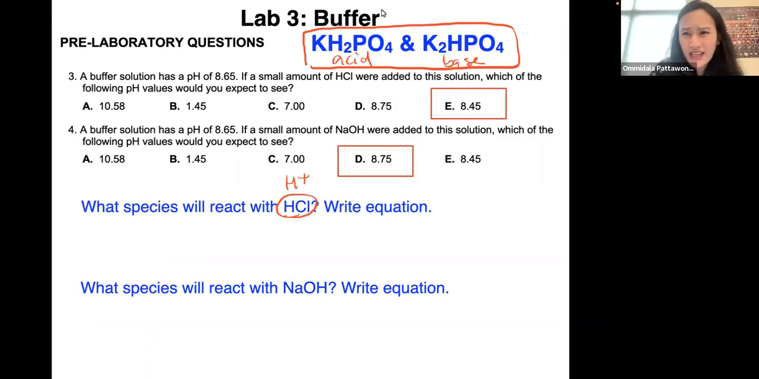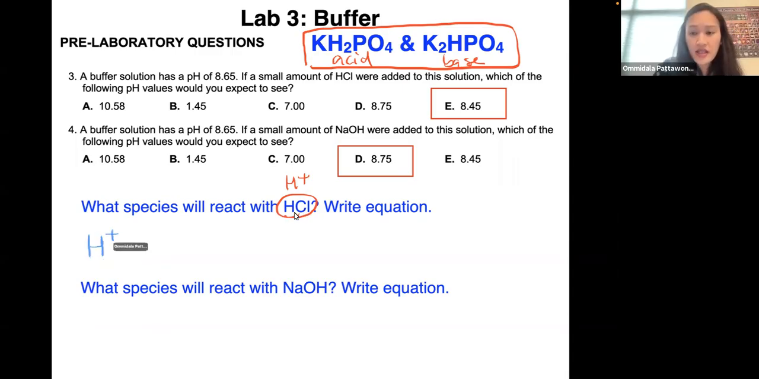Because they both cannot cancel each other out. They cannot neutralize each other. But the base present within the buffer will be able to neutralize that added acid. So in this case, when you add hydrochloric acid, you're pretty much adding H+.